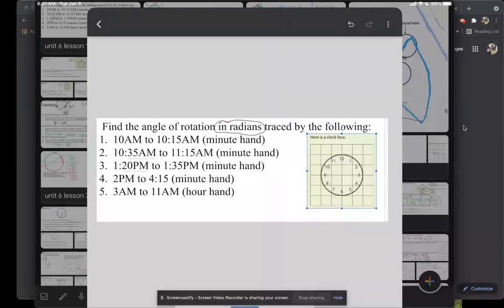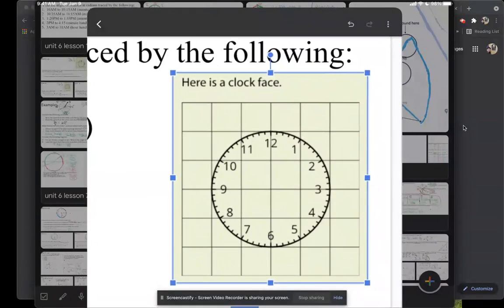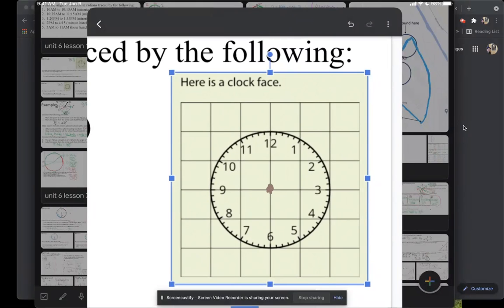Number one is 10 a.m. to 10:15 a.m., the minute hand. On the clock at 10 a.m., the minute hand is going to be up, okay? And at 10:15, the minute hand's going to be towards the 3. So going from 10 a.m. to 10:15 a.m., we want to know what that angle of rotation is. That's obviously going to be a 90-degree angle, okay? The question is, is it positive or negative?